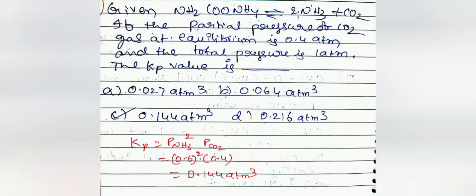For the given equilibrium, the partial pressure of CO2 they have given as 0.4, and total pressure they mentioned it as 1 atmosphere. That means the partial pressure of ammonia will be 0.6. By substituting in the formula, you get Kp as 0.144 atm³.